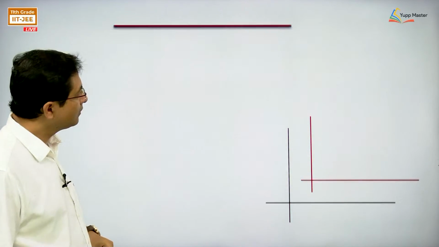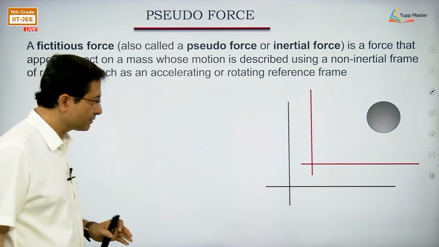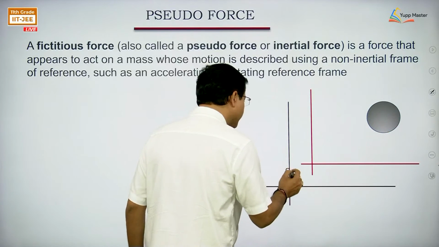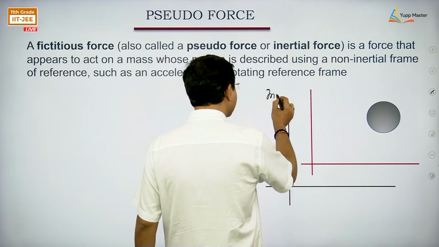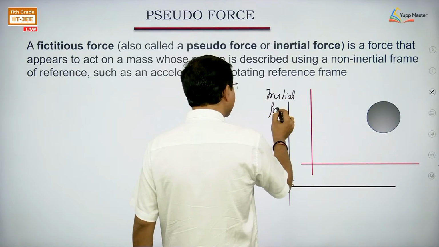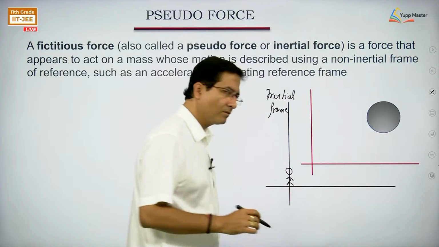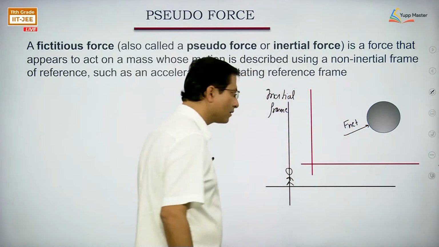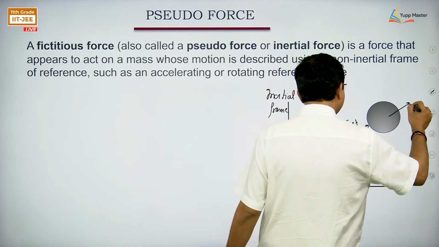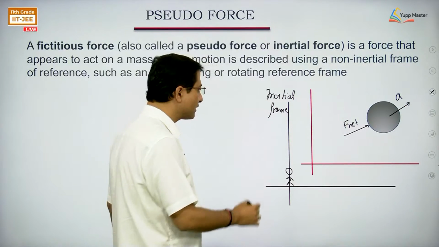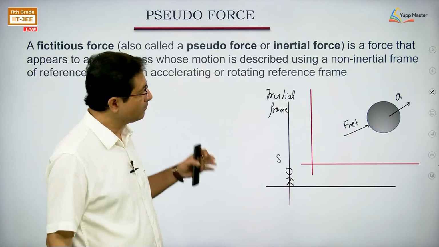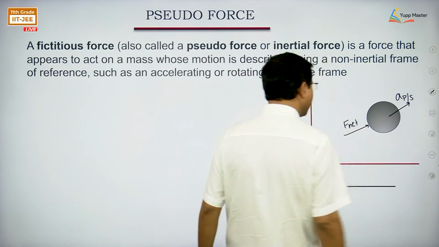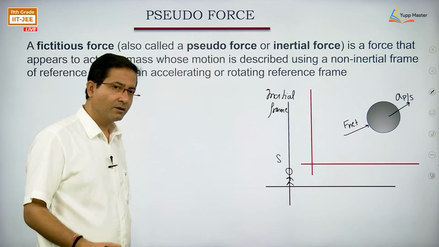Now, let us see what is happening. When I observe motion from this inertial frame, I observe net force on the body, and according to net force I am going to observe acceleration, right? So if I call this frame S and let this be the particle, this will be the direction of acceleration of the particle with respect to frame S, right?